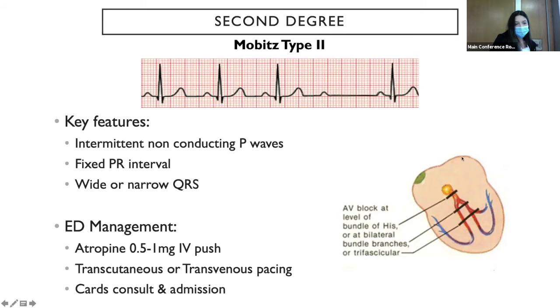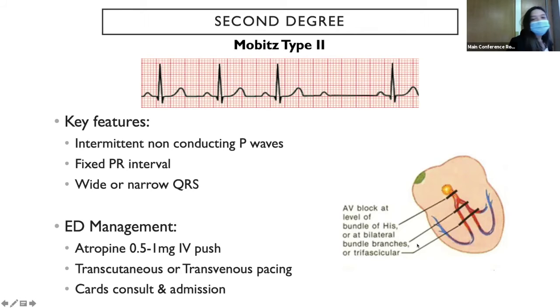And management of this, if your patient is asymptomatic with a type 2 block, you should just put transcutaneous pads on them regardless, because patients with this type of block have a high rate of converting to complete heart block. If the patient is symptomatic, and especially if it's a narrow QRS complex, you can try giving atropine the way I mentioned before. Atropine works by blocking vagal stimulation, so if the block is coming from the level of the AV node, it should be effective.